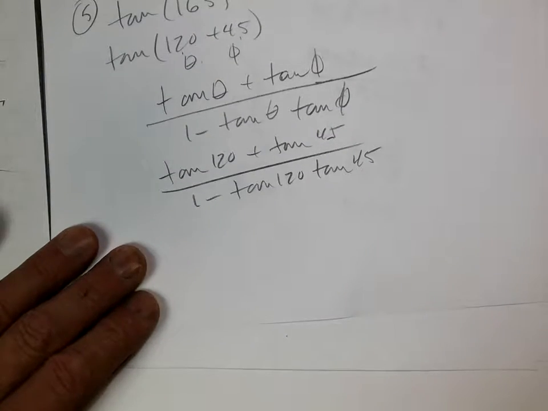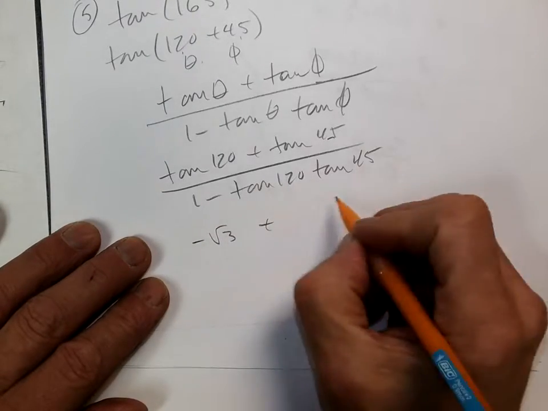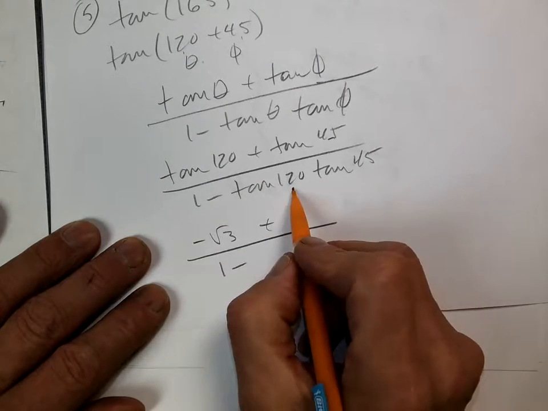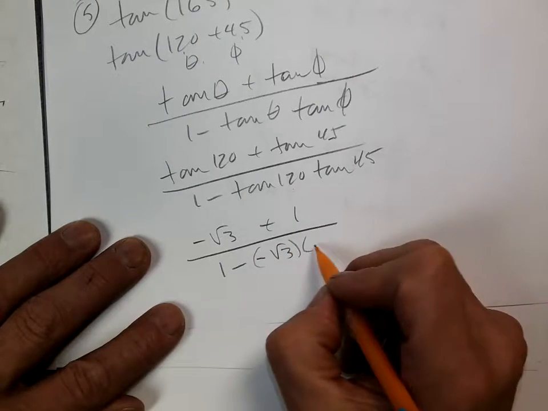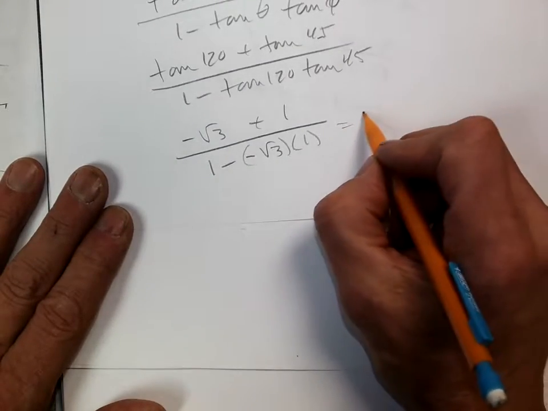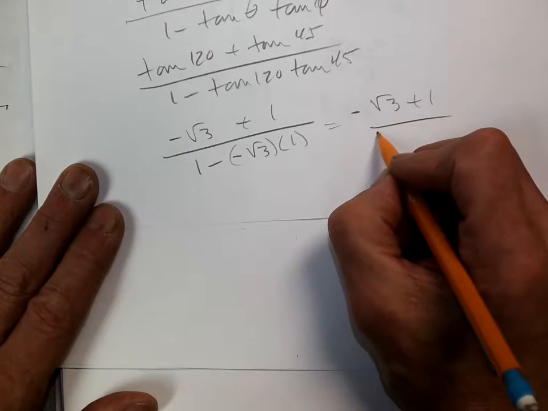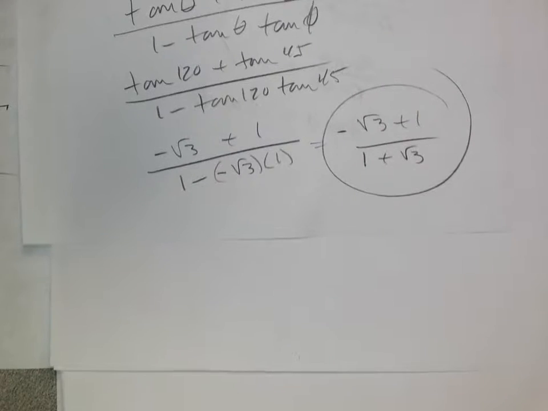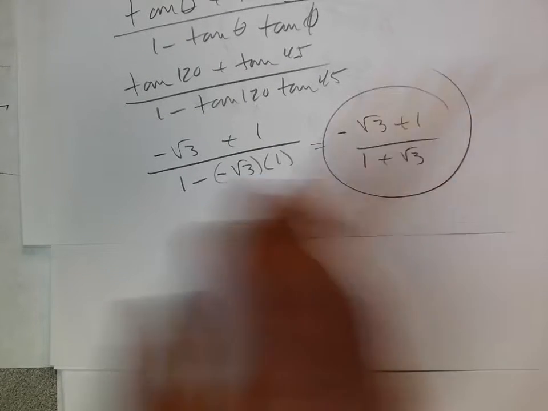Tangent of 120 is negative square root of 3. So we have negative square root of 3 plus tangent of 45 is 1 over 1 minus tan of 120 we found was negative square root of 3 times tan of 45, which is 1. If I simplify this, I'd have a negative square root of 3 plus 1 over a 1 plus a square root of 3. And that answer is good enough. If you want to rationalize this and fix this for a bonus half point on the quiz, I would take that. Okay?